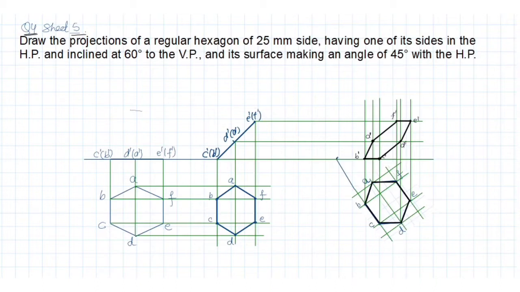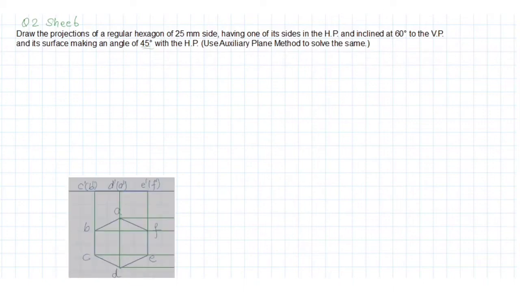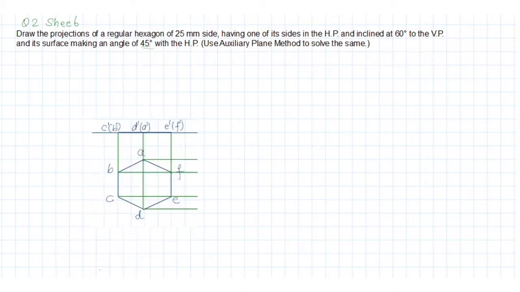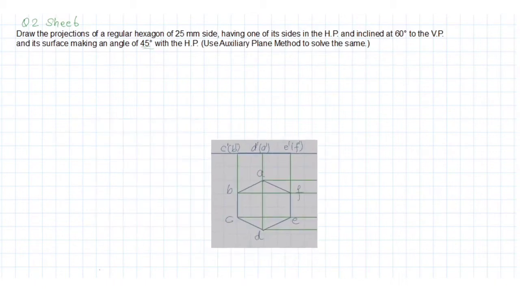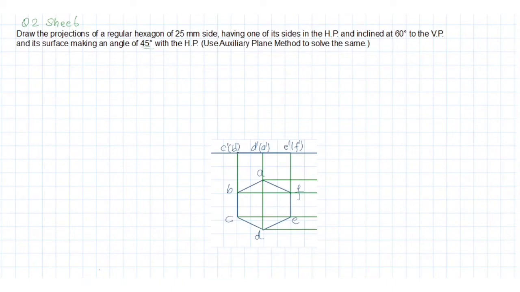Okay, the first step will remain the same as the previous method. So we will draw the true shape of the regular hexagon, which has a side of 25 mm, like this. I am just copying the first step for the solution of the question. So we have drawn the true shape of the hexagon and its front view. This is the first step. For example, this is the xy line.